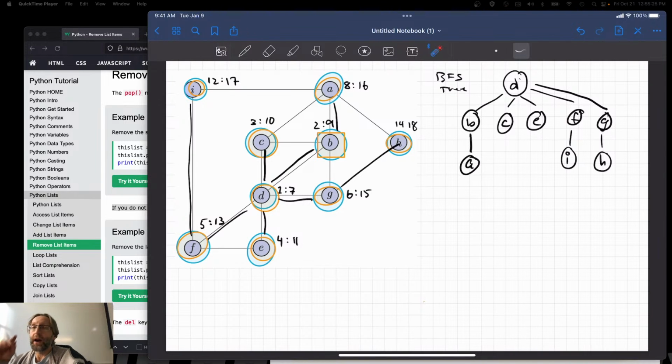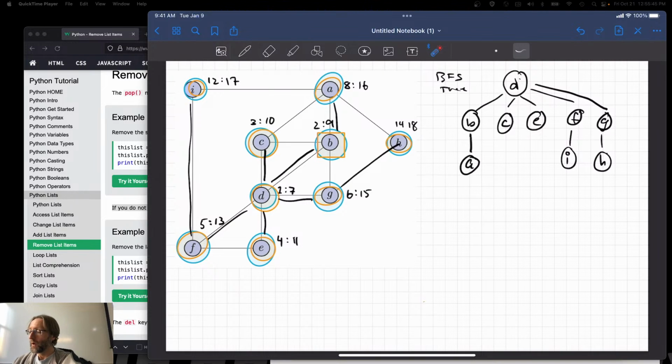Okay? If I had generated this BFS tree with respect to B instead, I would be generating all shortest paths from B instead. Right? This only works for undirected, unweighted graphs. For other types of graphs, we need more sophisticated algorithms.